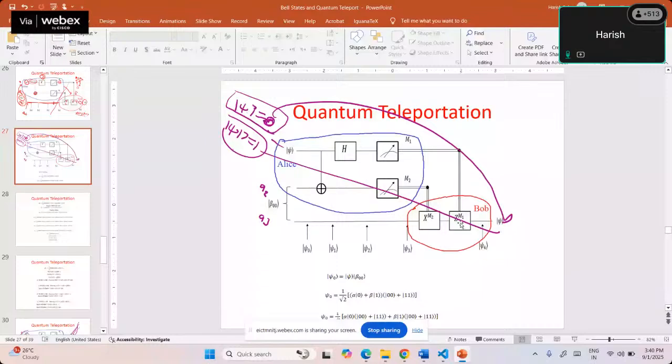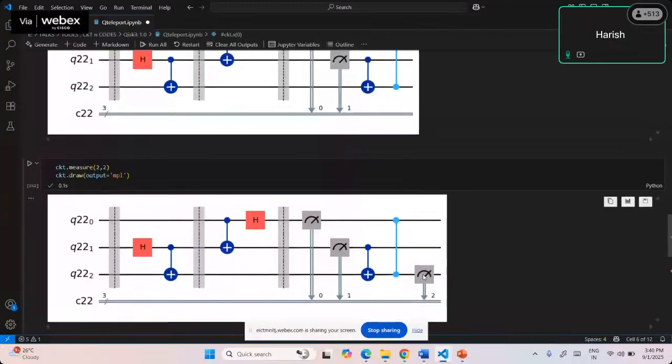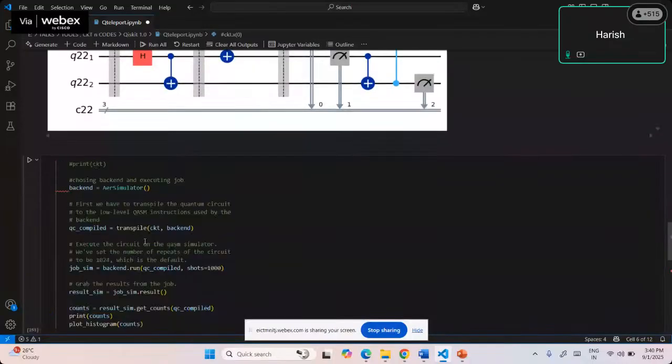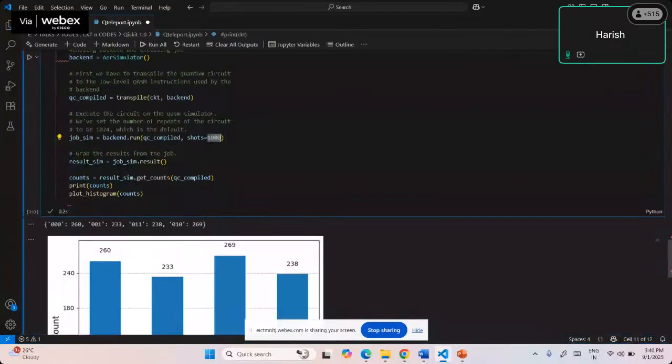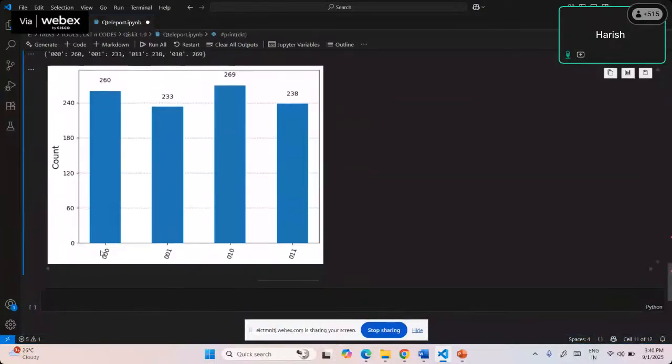And now what we are claiming is that at this end, if you measure the last qubit, it should be psi only. So you remember how we initialized this first qubit? We initialized it with 0. So what we should observe at this last qubit? It should be 0 only. So when we are running it on the Aer simulator, we are running it 1000 times.